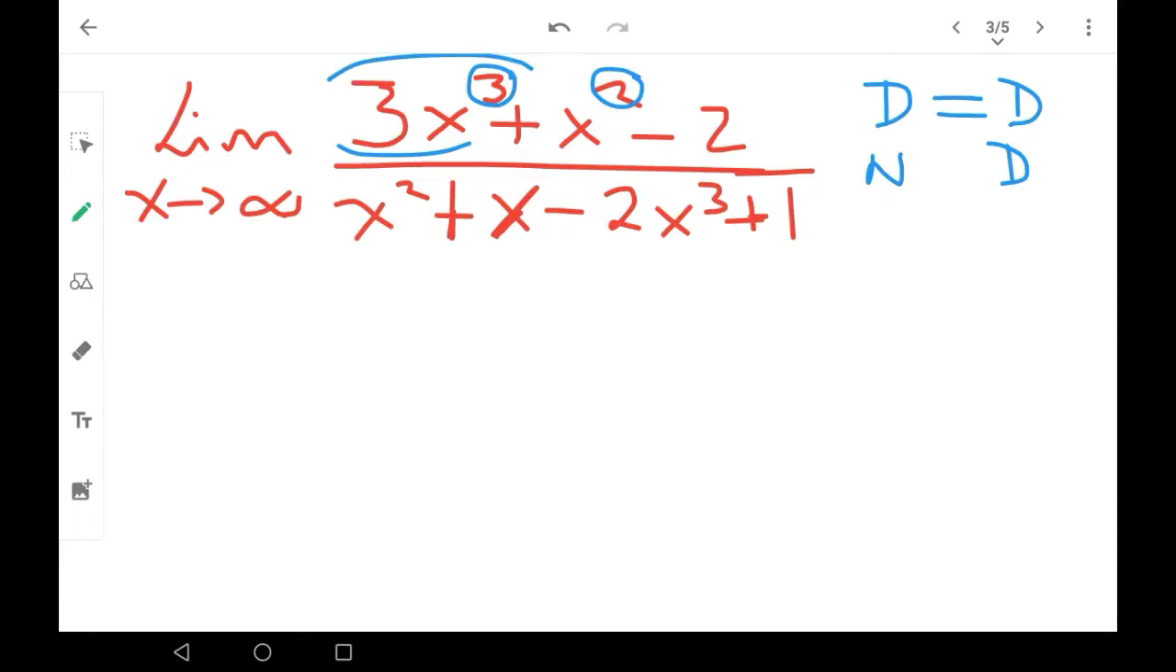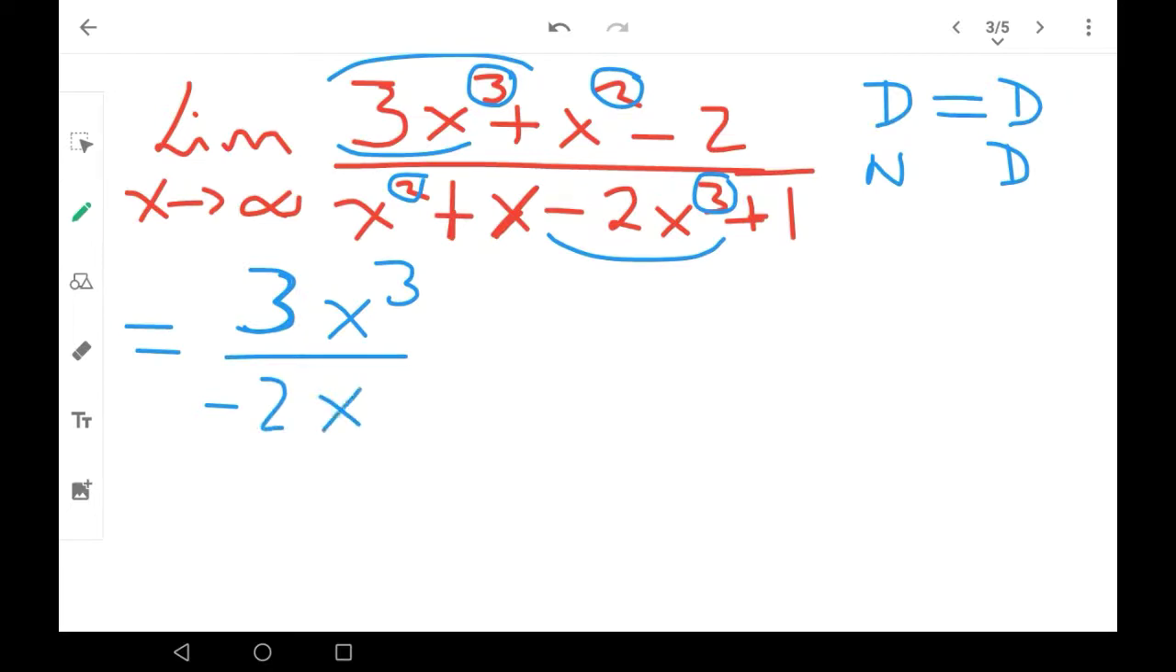Now let's do the same with the denominator. So I have x squared plus x minus 2x cubed plus 1. Which one of these terms has the greatest x? I can see that the x with the biggest power is negative 2x cubed. The 3 is bigger than this 2, and of course it's bigger than the x with the power of 1. So I will care only about those two terms. This expression will be reduced to 3x cubed divided by negative 2x cubed. Those are the two terms that have the greatest power.